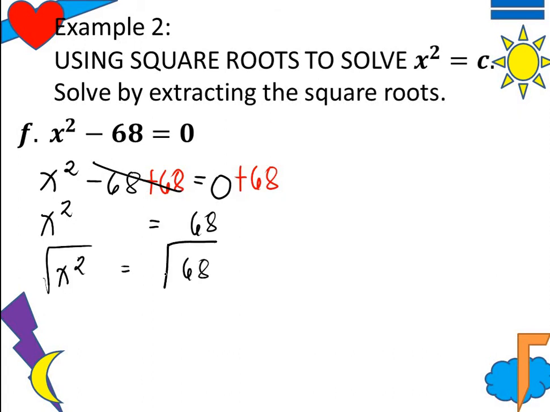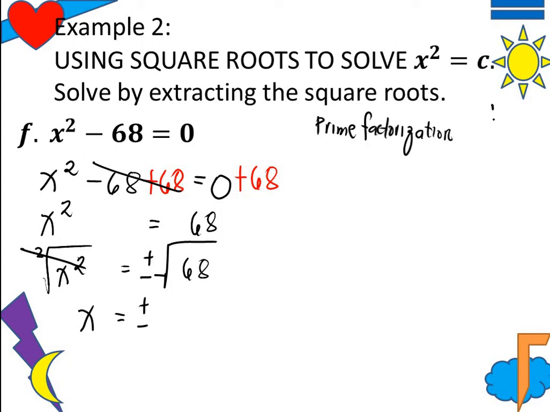Apply the square root property on both sides of our equation. Take note that the index of a square root is 2, so 2 divided by 2 is 1. This means x comes out of the radical sign or square root symbol, plus minus square root of 68. Take note, 68 is not a perfect square. So, we do prime factorization. Then, let's list all the perfect squares.